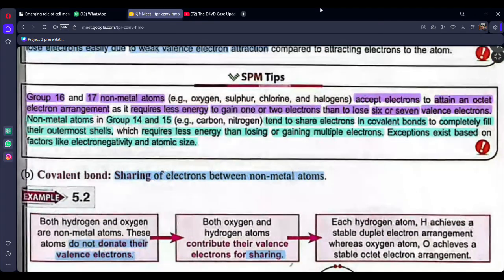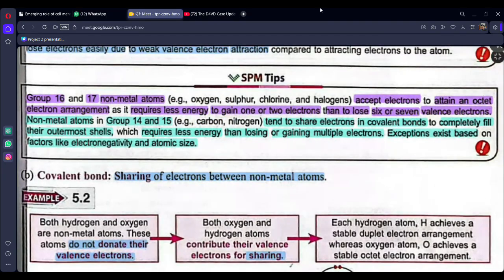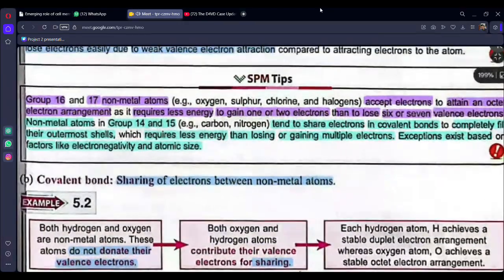Now, non-metal atom, group 14, 15, okay? They tend to share electrons in covalent bonds. Nitrogen is a bit of an interesting case. Nitrogen can share, nitrogen can receive, mana-mana pun boleh lah, okay? But carbon memang share. So they will share electrons in covalent bonds. The completely filled outermost shell requires less energy than losing or gaining. Remember, sharing requires less energy than losing or gaining, okay?